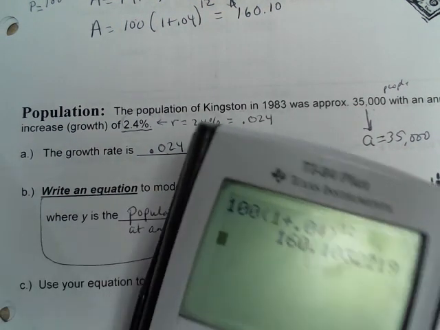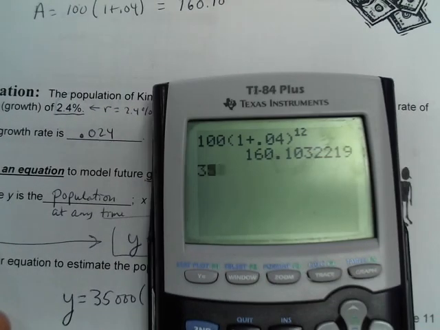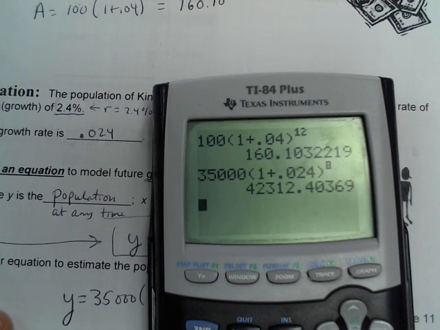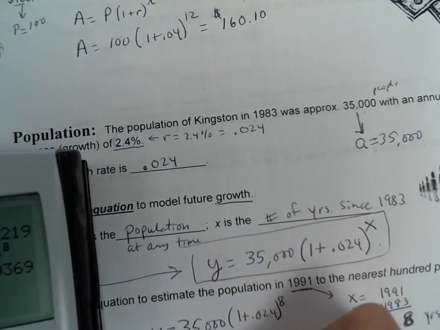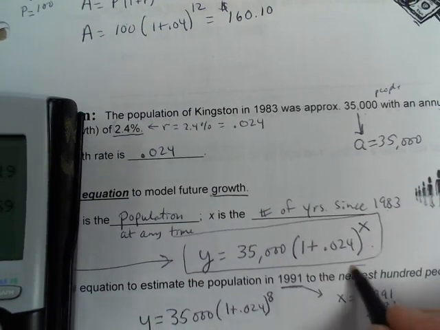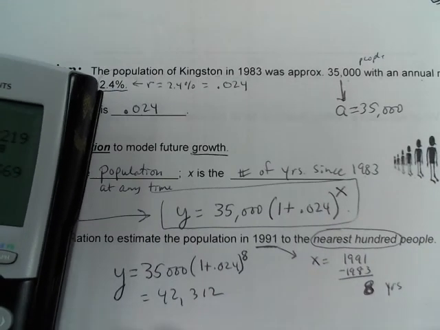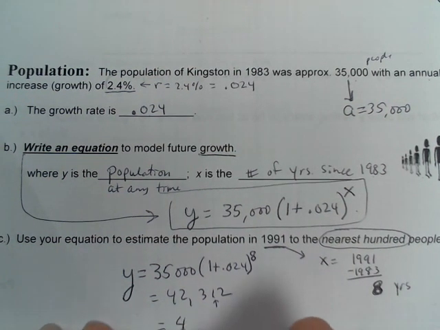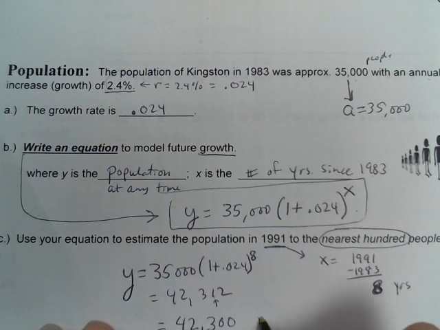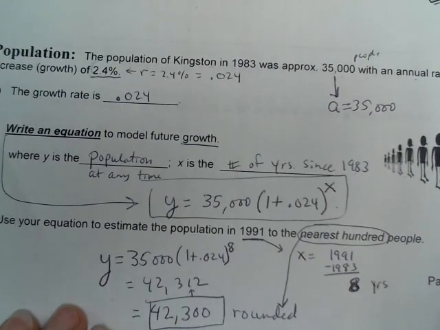So again, we can pull our calculator out and put that in our calculator. 35,000 people times 1 plus 0.024, the growth rate, raised up to the 8th power, 8 years beyond 1983. So the population of Kingston should be about 42,312 people. But now I want you to round it to the nearest 100. And when you round it to the nearest 100, you look at the tens position, which is a 1, and rounded, it's 42,300, rounded to the nearest 100 people. So there's our population with population growth.